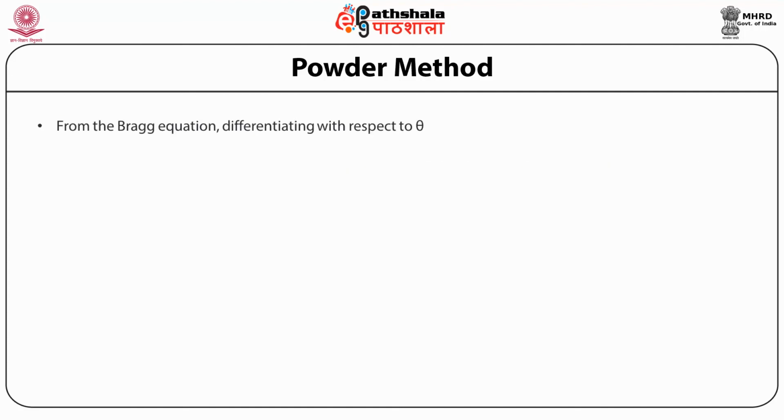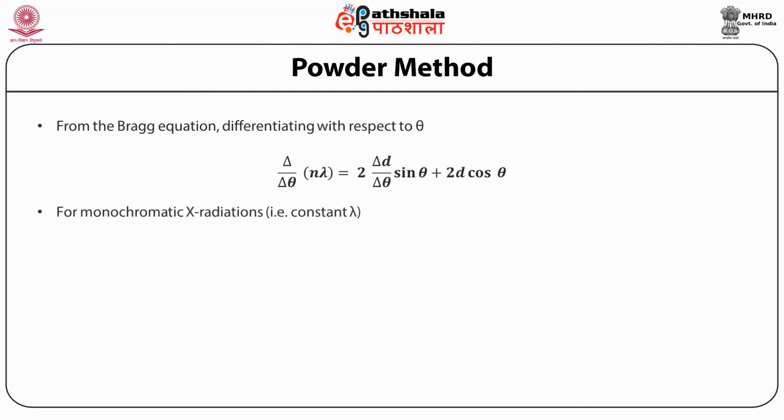From the Bragg equation, differentiating with respect to theta, we can obtain delta(n lambda)/delta theta = 2 (delta d/delta theta) sin theta + 2d cos theta. For monochromatic X radiation, that is with constant lambda, delta(n lambda)/delta theta is 0 because lambda is constant. So, delta d sin theta + d cos theta delta theta = 0. From this, we obtain delta theta/delta d = -tan theta/d.